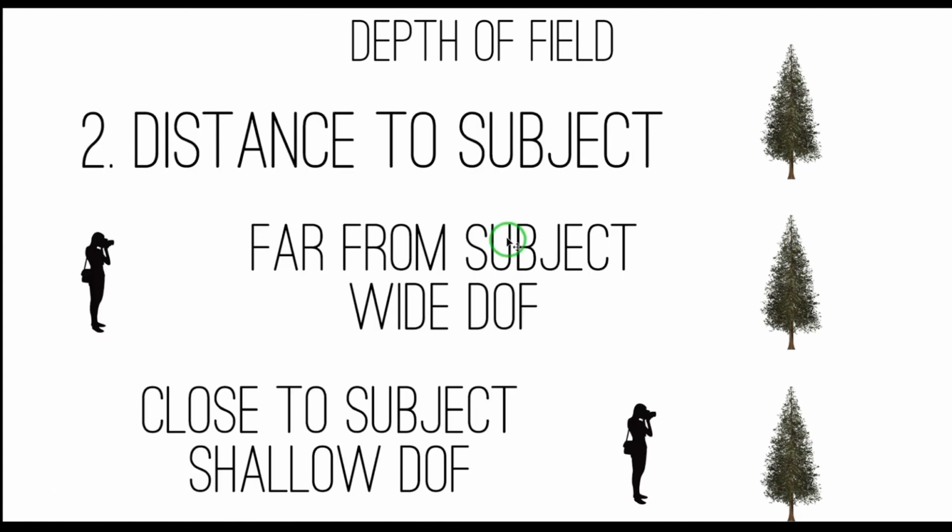The next method is distance to subject. We can see we have this person and they are far away from the tree. If you are far away from the tree, you're going to have a wider depth of field. As you get farther and farther away, you're going to have a greater, or wide, depth of field. As you get close to a subject, you're going to have a shallow depth of field.